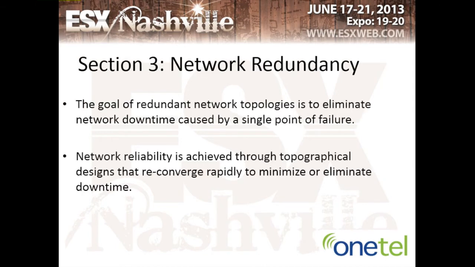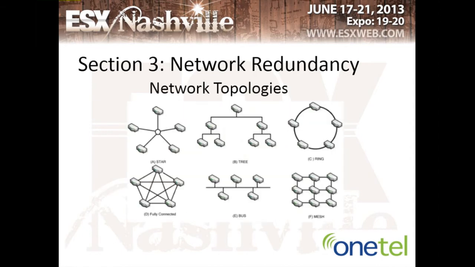In the area of network redundancy, this starts to get a little more complex. Networks are laid down in several different topologies, and the redundancy built into those topologies is of utmost importance. Here, as you can see, we have the standard six layouts of networks: star, tree, ring, fully connected, bus, and mesh. Pretty much everybody in here, it's most common, has the tree layout, where you have one switch coming off another switch, sometimes coming back to a core router.